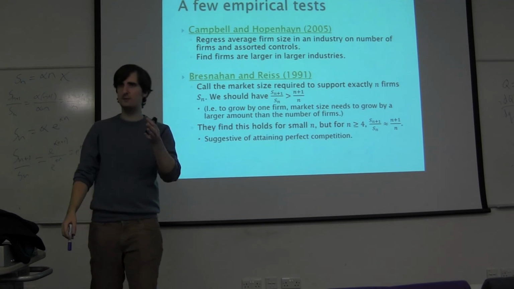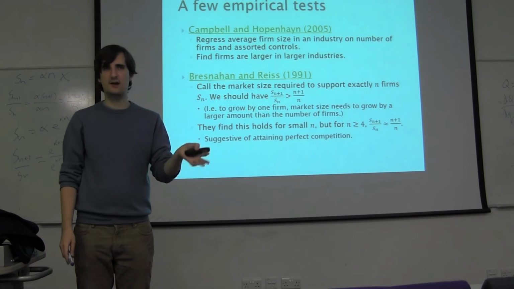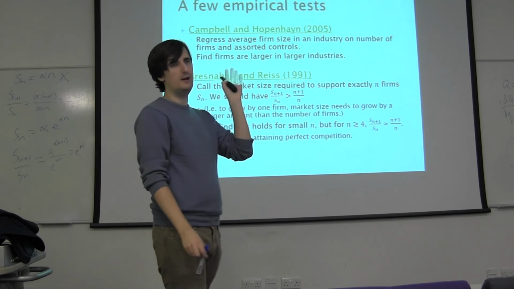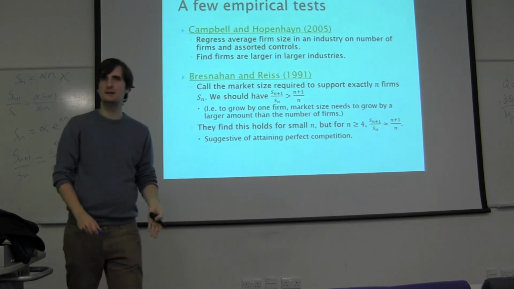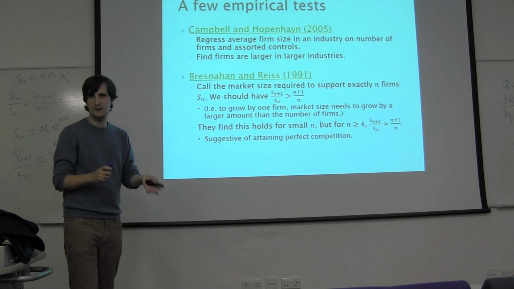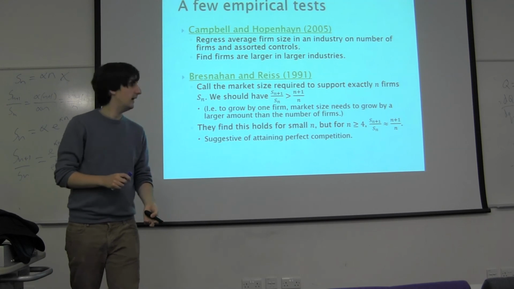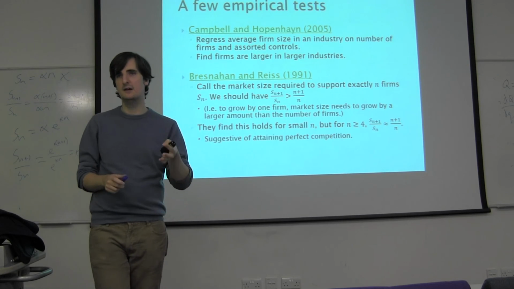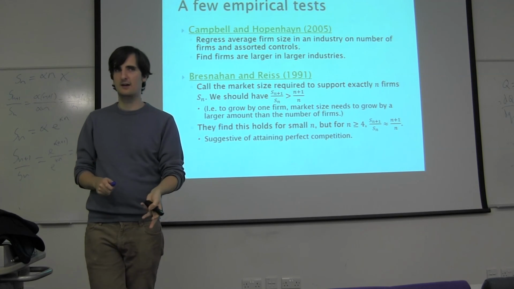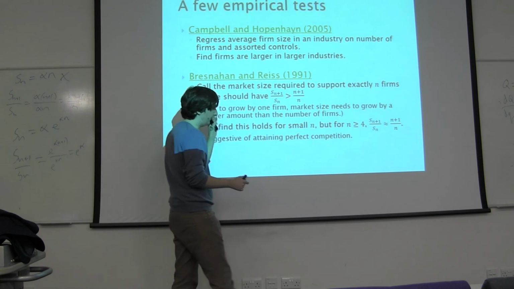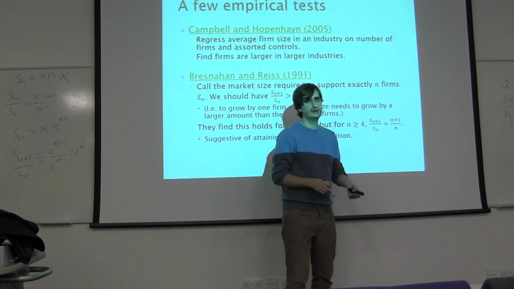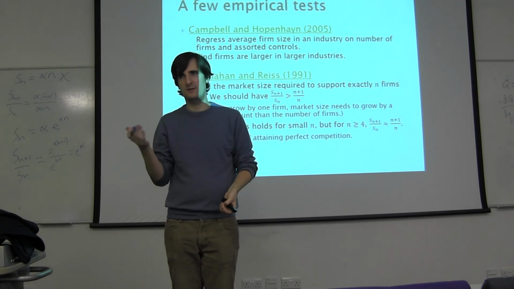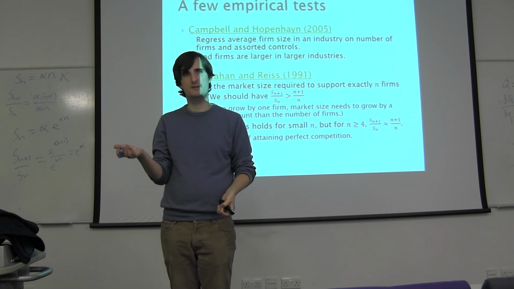So as you go from one firm to two firms, the size of a market has to more than double. As you go from two firms to three firms, the size of a market has to increase by more than 50%. As you go from three firms to four firms, the size of a market has to increase by more than 33%. Okay, but what they find is that as you go from four firms to five firms, the size of the market can just grow by 20%. That's enough.